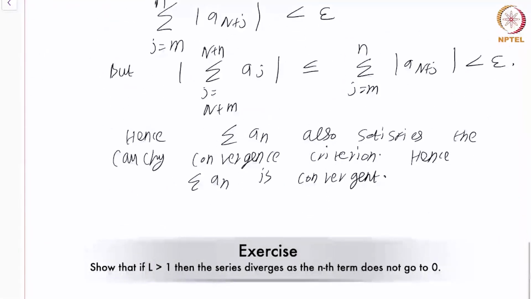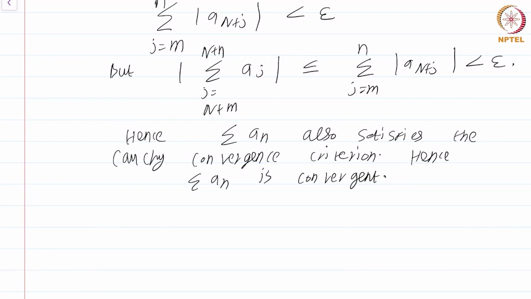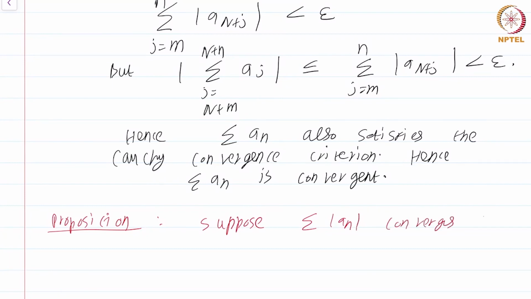Now one portion of the proof that just involved an application of the triangle inequality is a useful proposition. I am not going to prove this because we have already done it as part of the proof of the previous theorem. Suppose summation mod an converges, then so does summation an. We have done the proof of this as a part of the proof of the previous theorem.